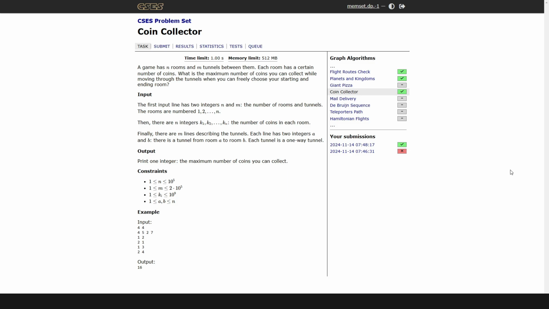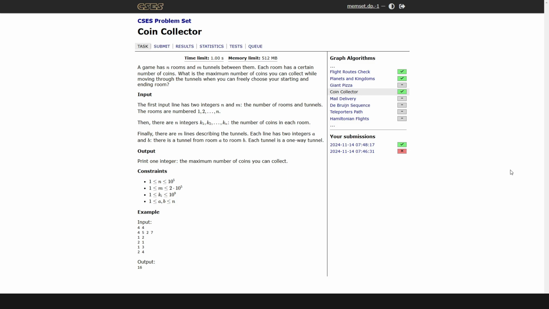In the input we would be given n and m and then n integers that will be representing the number of coins present in each room. Then there will finally be m lines describing the tunnels. Each line has two integers a and b, that is, a tunnel will be present from room a to room b, and each tunnel will be a one-way tunnel. That is, if a tunnel is directed from a to b, then it means that we can only go from a to b and not from b to a. So it will be a directed one. In output we have to print one integer which will represent the maximum number of coins we can collect.